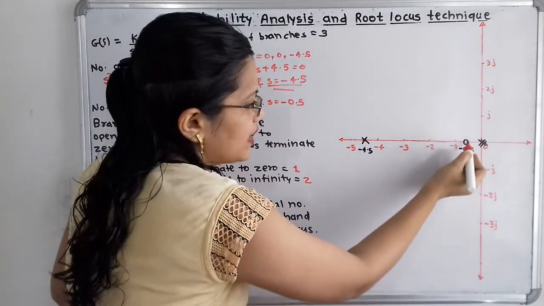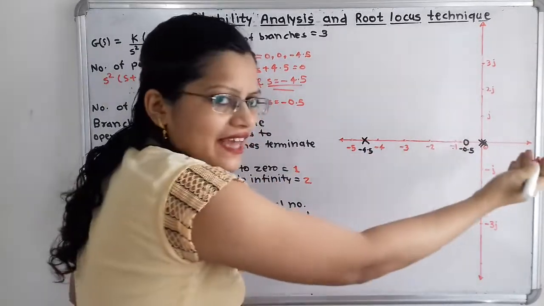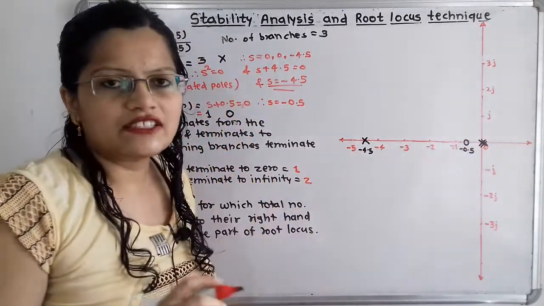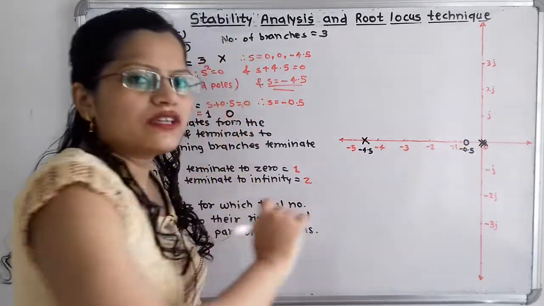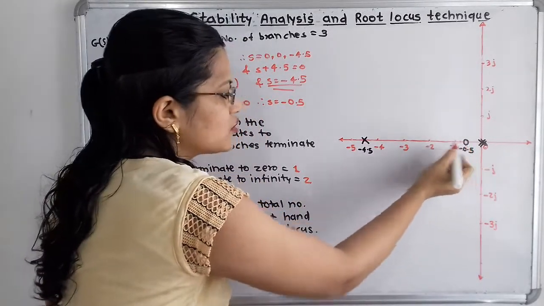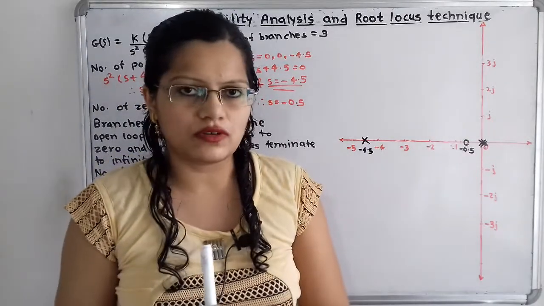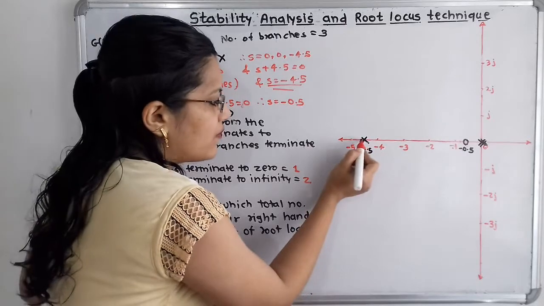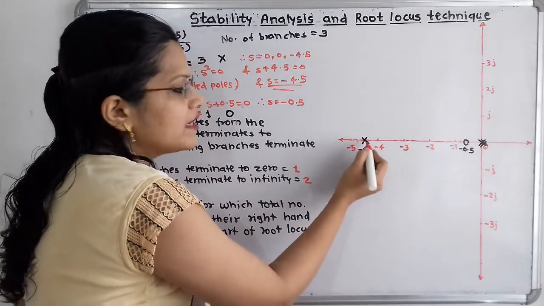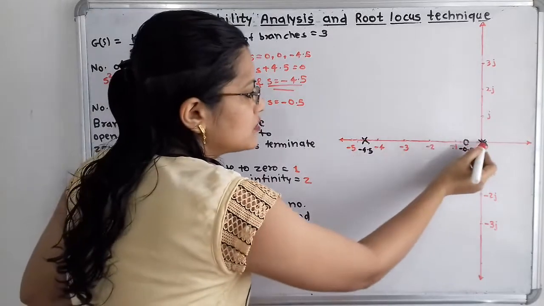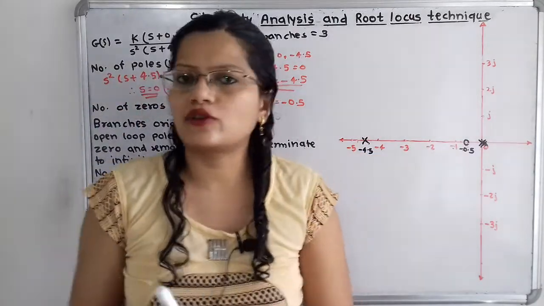Now after minus 0.5, if I take any random number between minus 0.5 and minus 1, then for that point on the right-hand side, how many poles and zeros are there? That is 2 poles and 1 zero, that is 3, an odd number. So this point will lie on the root locus. In the same way, all the points between minus 0.5 and minus 4.5 lie on the root locus. Now if I take any point between minus 4.5 and minus 5, then on the right-hand side of this point there are total poles and zeros 1, 2, 3, 4. That means this is an even number. So these points do not lie on the root locus.